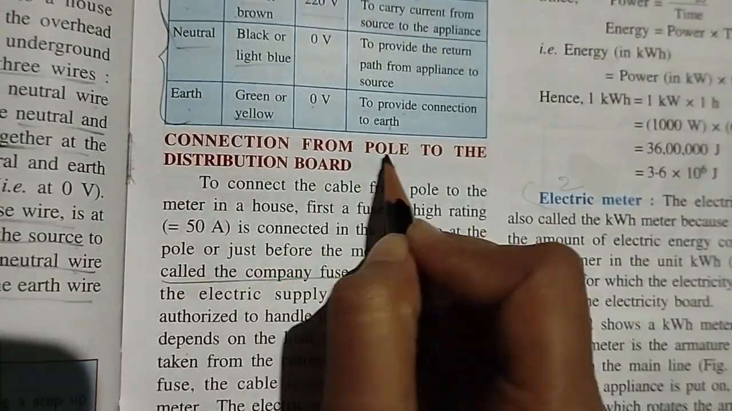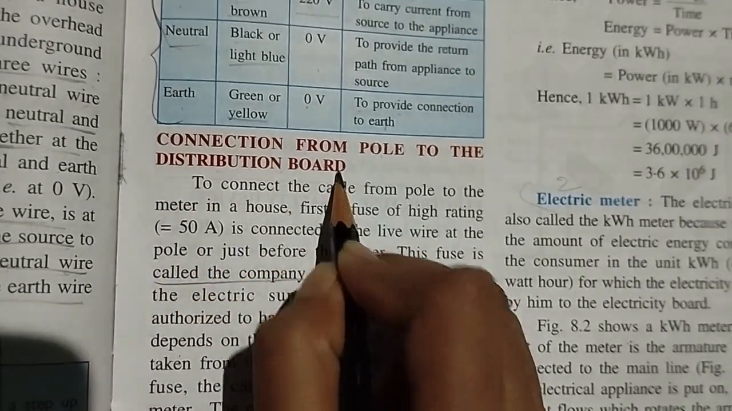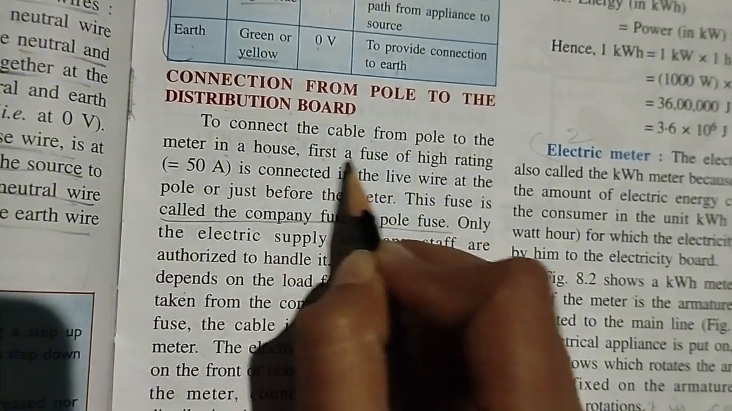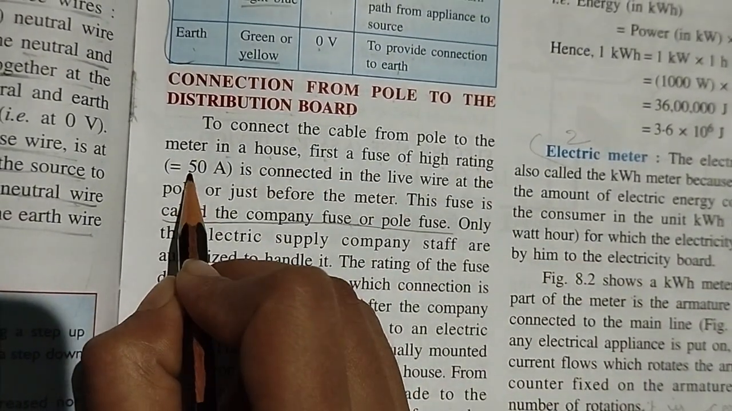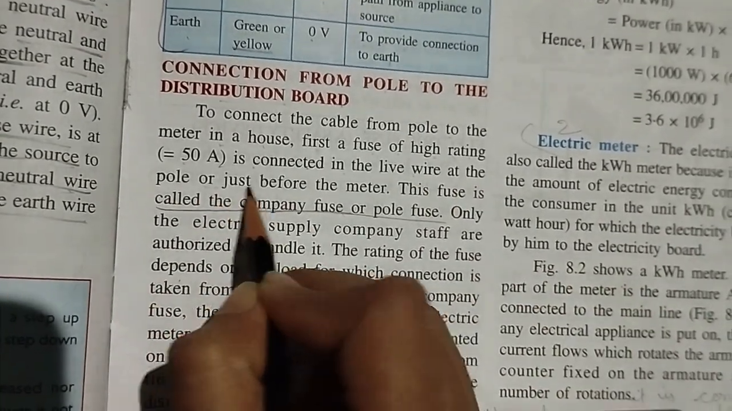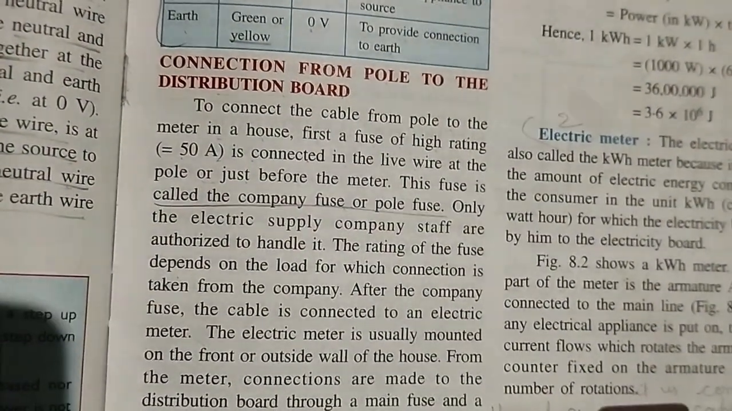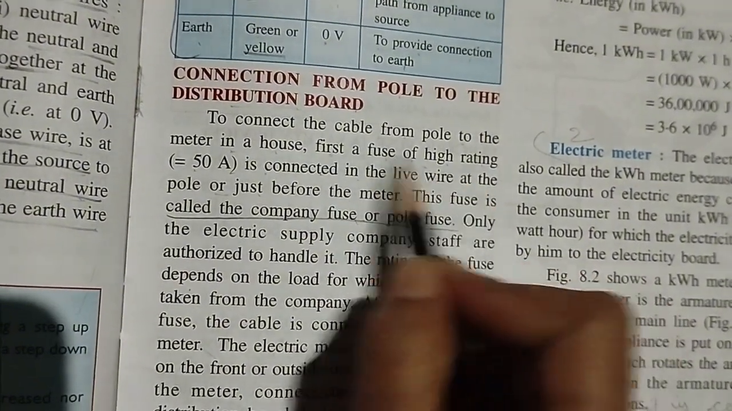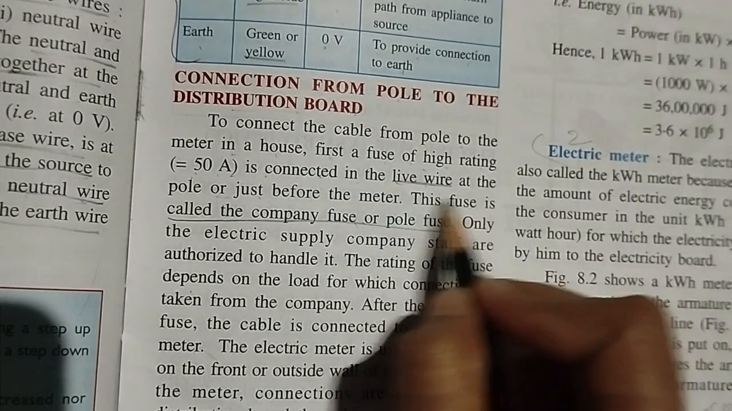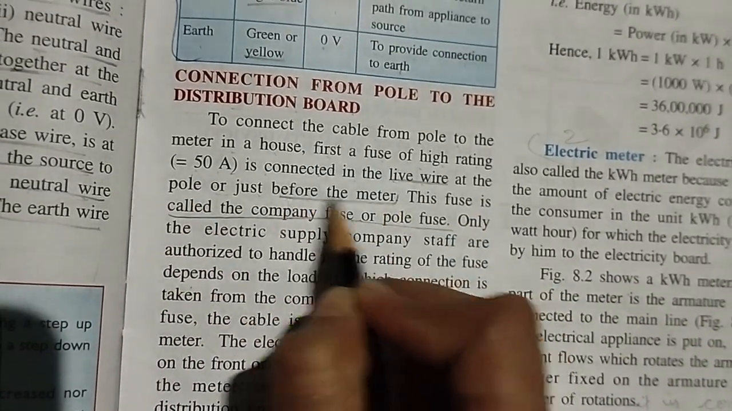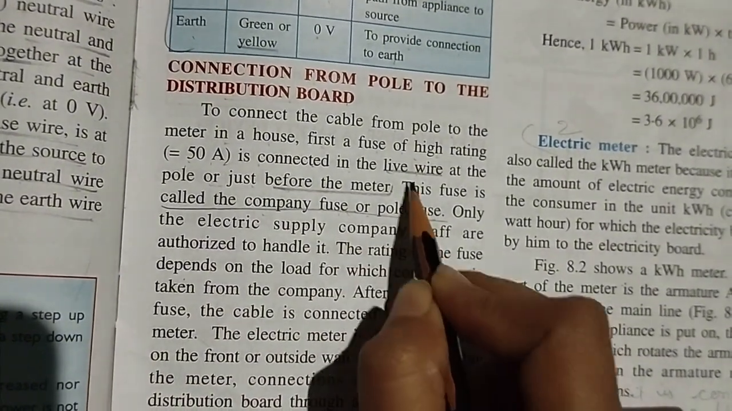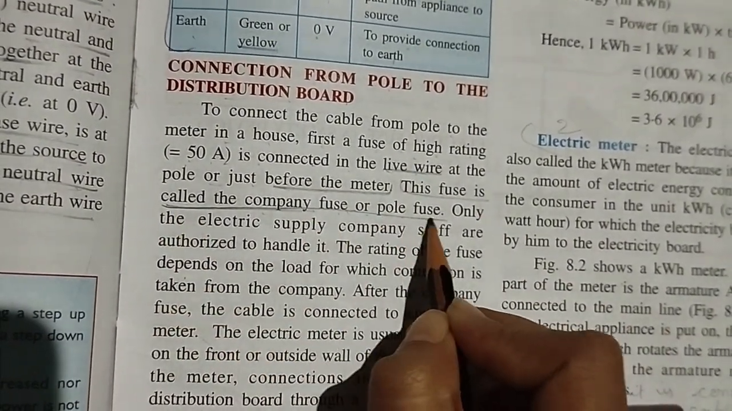Now connections from the pole to the distribution board. To connect the cable from the pole to the meter in a house, first a fuse of high rating, 50 ampere, is connected in the live wire at the pole, just before the meter. This fuse is called the company fuse or pole fuse.